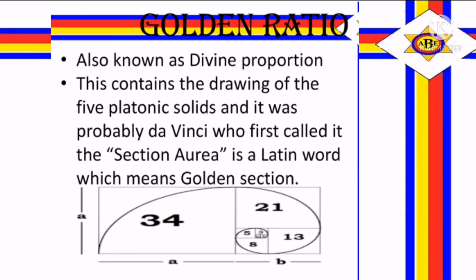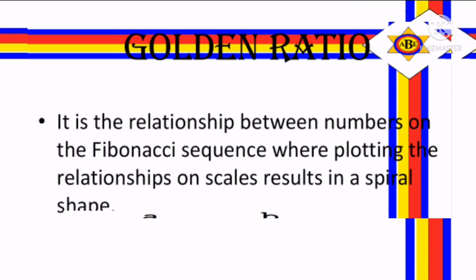Golden ratio is also known as the divine proportion. This contains the drawing of the 5 platonic solids, and it was probably Da Vinci who first called it the section aurea. It is a Latin word which means golden section. Golden ratio is the relationship between numbers on the Fibonacci sequence, where plotting the relationship on scales results in a spiral shape.